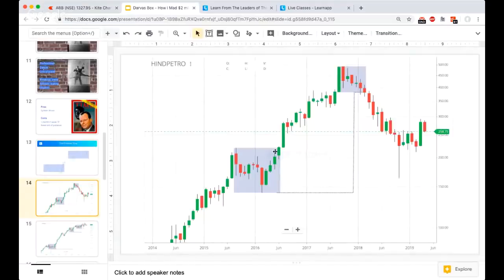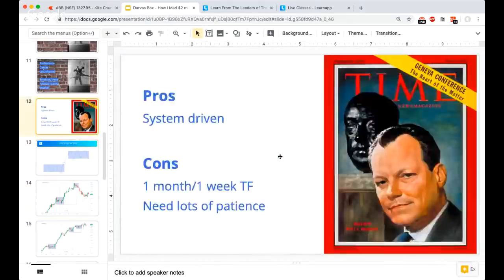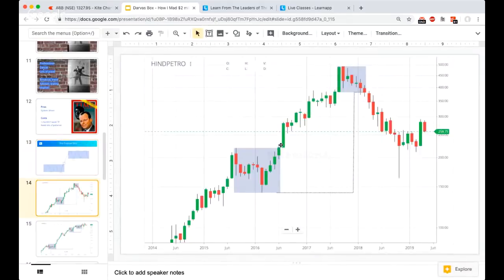Now, notice this green bar here, can you see that? That green bar has actually closed above the box. Does everyone agree? Has this green bar closed above the box? Please type YES. And what do you do when a bar closes above the box? You BUY. So that's your entry point.